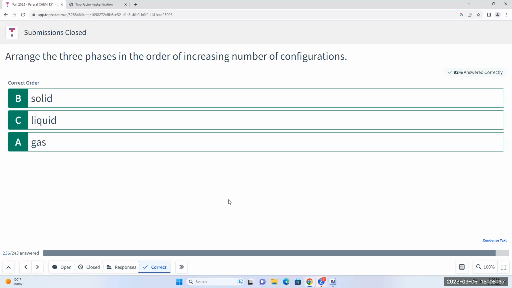All right, quickly. Can somebody explain why we have the highest number of configurations in the gas phase? Anybody? Anthony, you want to have a stab at this? Okay, so solids are kept in a rigid structure, so there are fewer ways to arrange the particles, whereas gases are just floating freely in air.